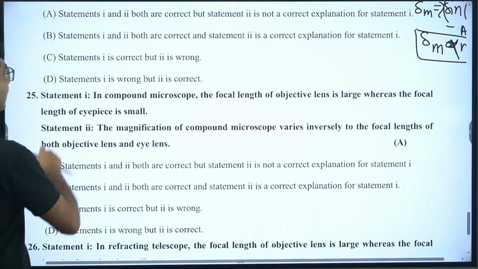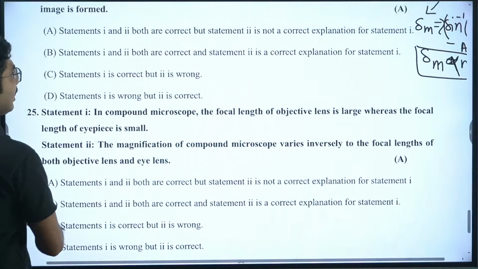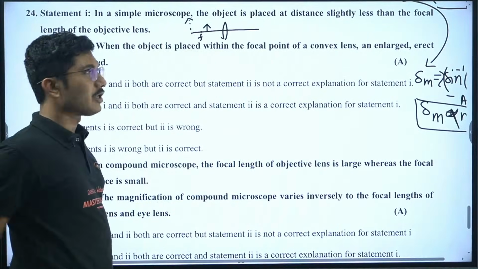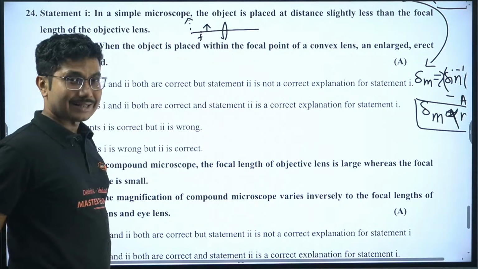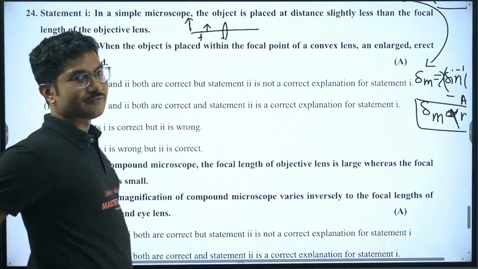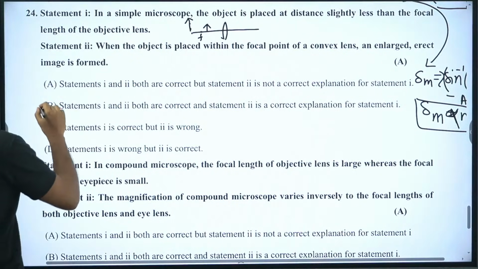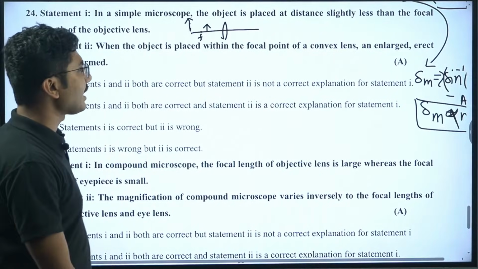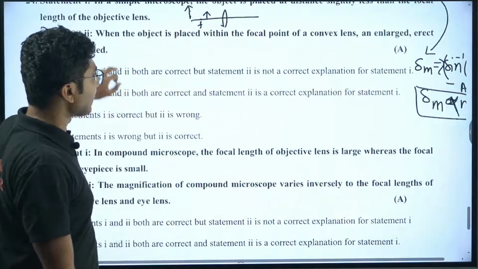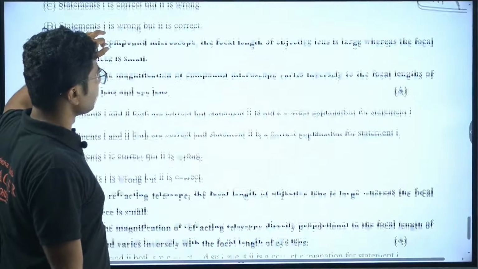Here in this particular case, a simple microscope works because if the object is kept at a distance less than the focal length, you get a magnified, enlarged virtual image, and that is what we are looking for. So both statements are correct and 2 is the correct explanation. So option B is correct for this question.